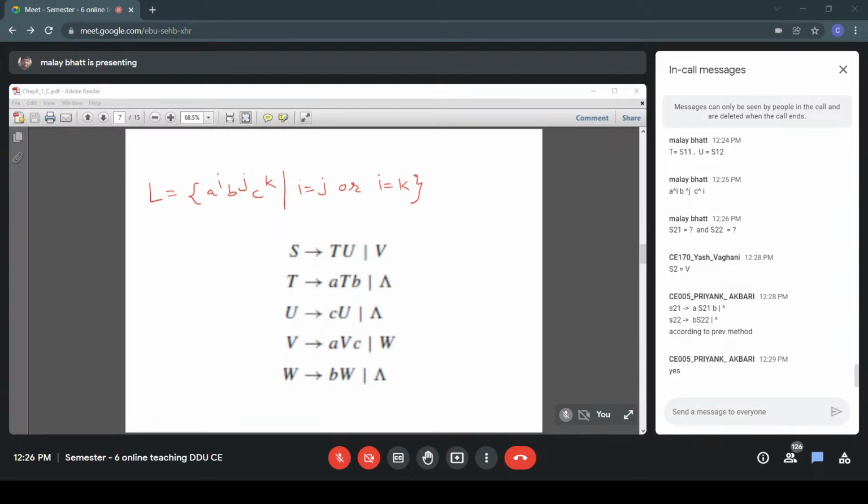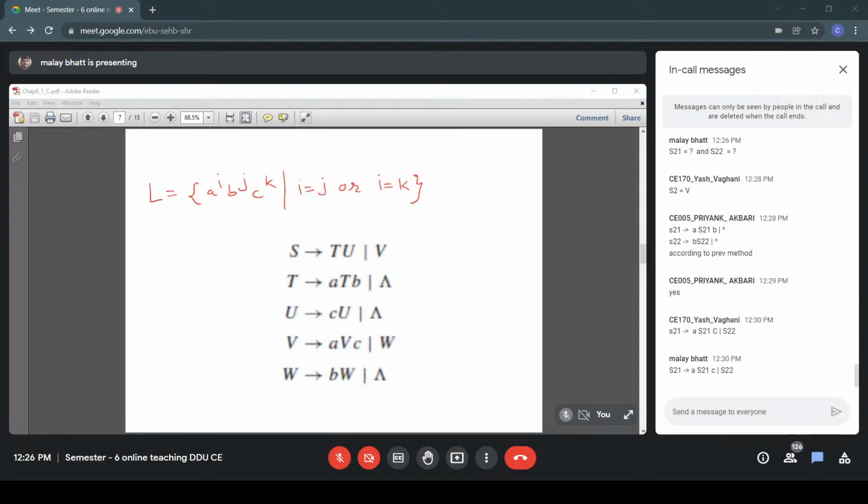Yes. S21, which will give us A S21 C. You are generating A and C first, and then inside it you have to generate... no. Now in this case, what will happen? This rule will not become a recursive rule. You cannot generate A and C recursively because you have two different non-terminals. S21 gives A S22 C, so it will create a problem, right?